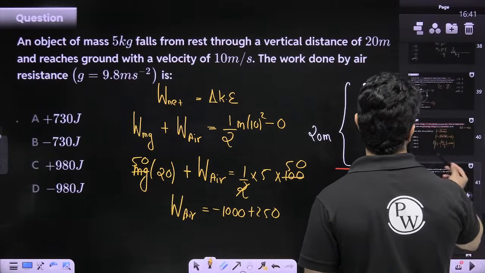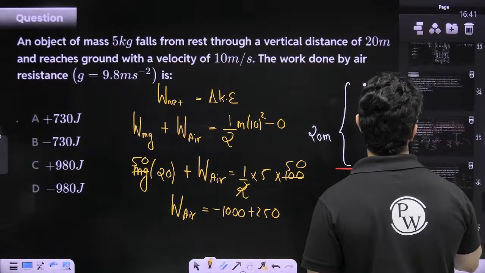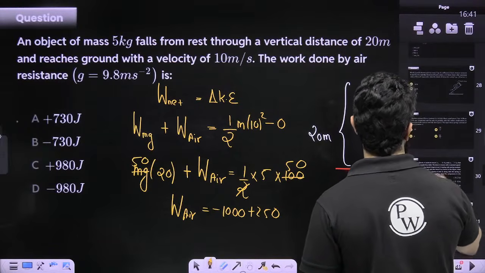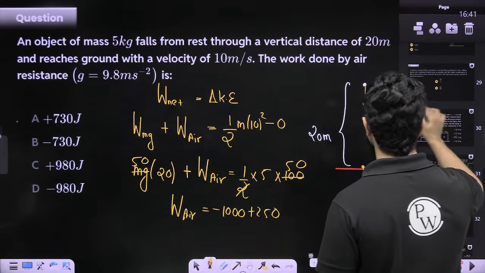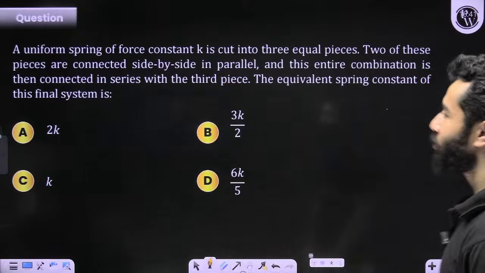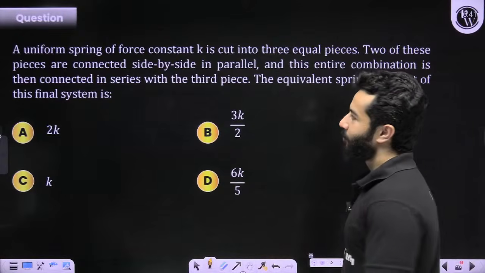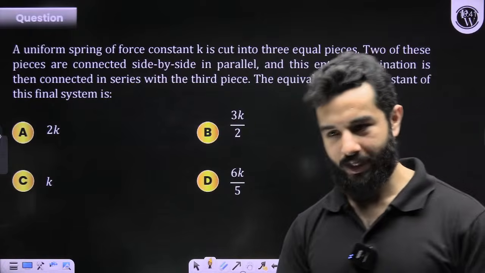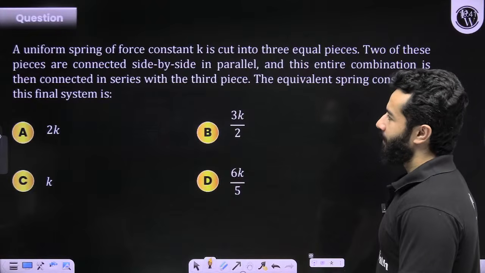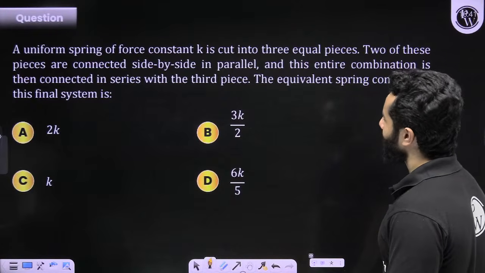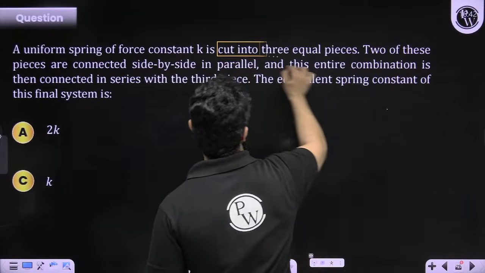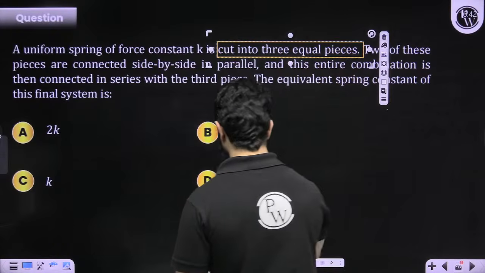So I think we have finished a sufficient amount of questions. Now in the next class we are going to talk about... Acha, I've got one more problem. This was from one of the mock exams, right? Although we can solve these questions in SHM also, but let's have a quick glance at this. A uniform spring of force constant K is cut into 3 equal parts, into 3 equal pieces.